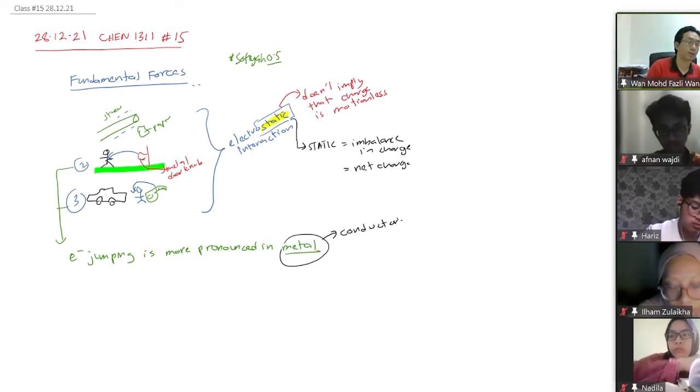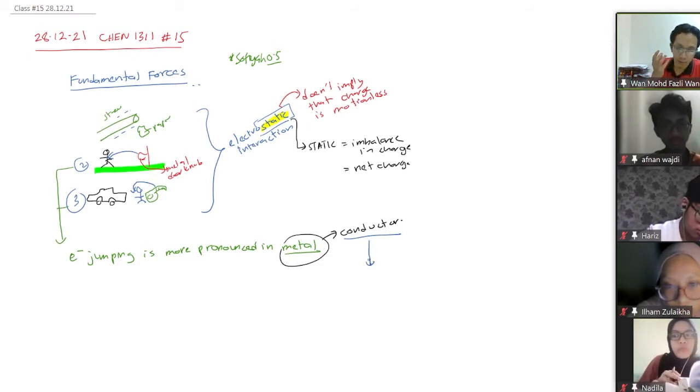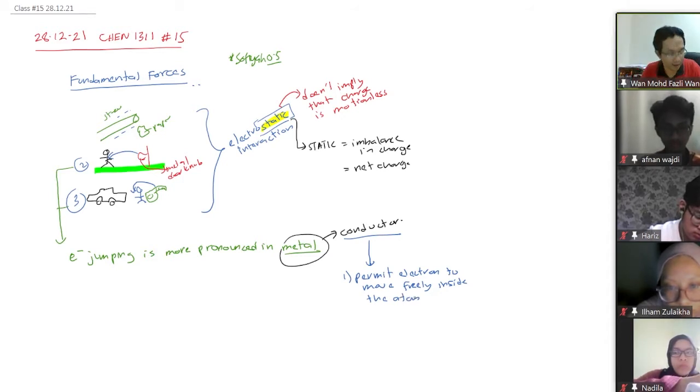Okay, what is a conductor? You see, this is one of the properties of metal, one of the materials that you learned before. One of the properties of a conductor is that it permits electrons to move freely inside the atom. Inside the atoms. Meaning that, for example, let's say this is aluminium.